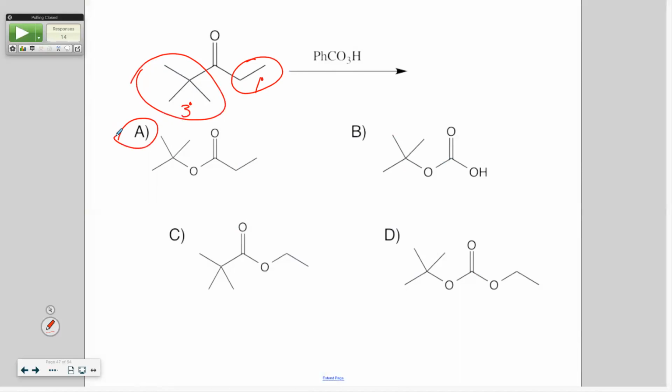So the two groups that are going to migrate are going to be either this one or this one. This one is tertiary, and this one is primary. Who migrates better? Tertiary, so it's going to be A. Now you have to remember that you make an ester in that one of the groups migrated. Does everybody see why it's not this? I truly made those up. The choice is really between these two. And tertiary migrates better. It's called migratory aptitude.